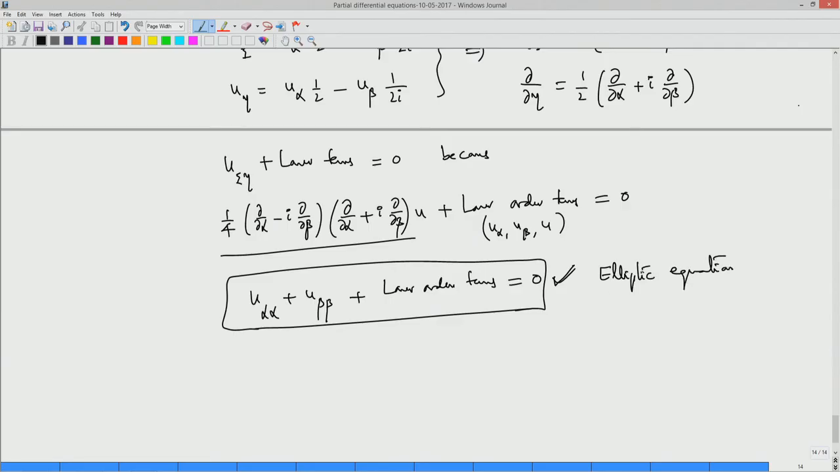Okay, this is the canonical form which is equivalent to elliptic, because if you ignore the lower order terms, this looks like u alpha alpha plus u beta beta, which you can take as u xx plus u yy equal to 0. This is a Laplace equation. So both x and y belong to R^2.